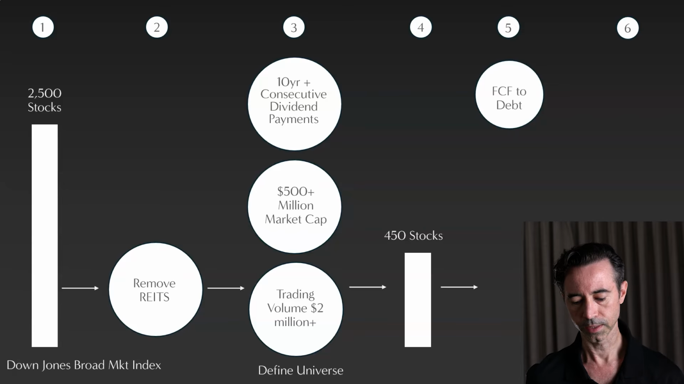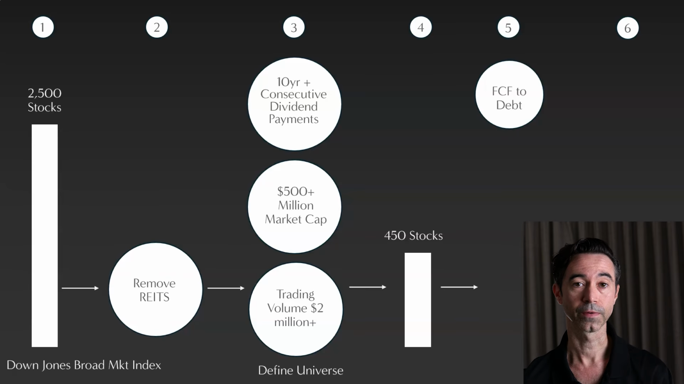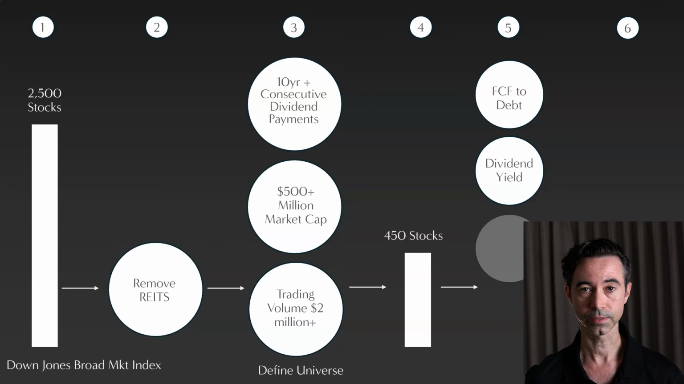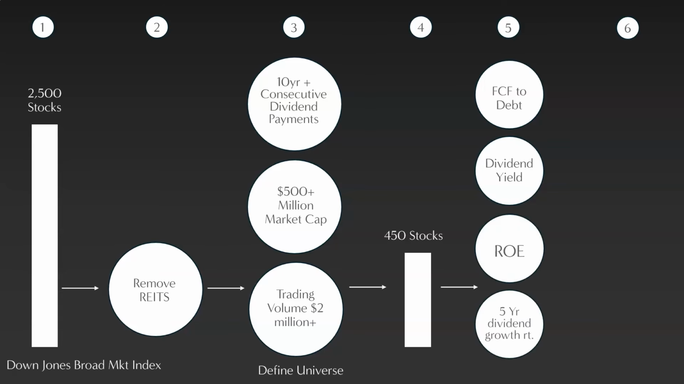And from there, you're going to rank them based on some fundamentals. So we have free cash flow to debt, the dividend yield, the return on equity, and the 5-year dividend growth rate. After you go through that scoring system, you're then going to have 100 stocks that go into the portfolio of SCHD.